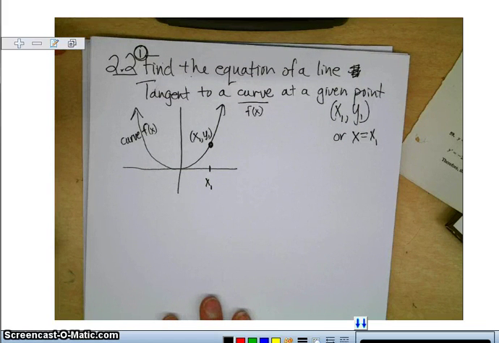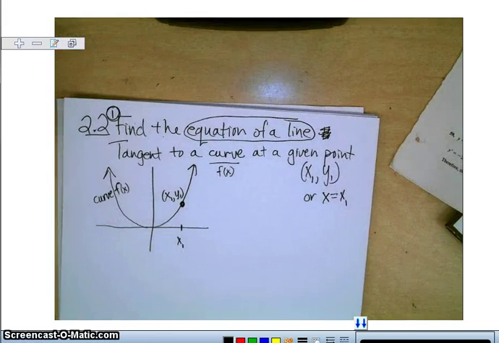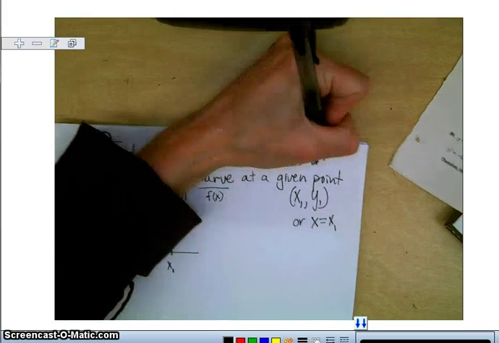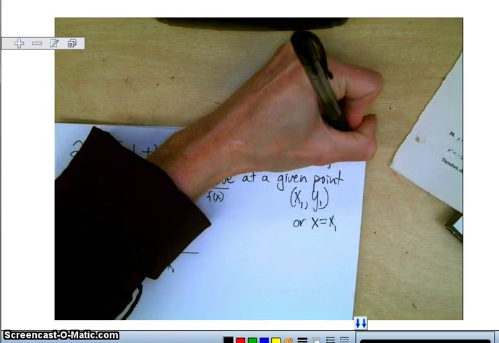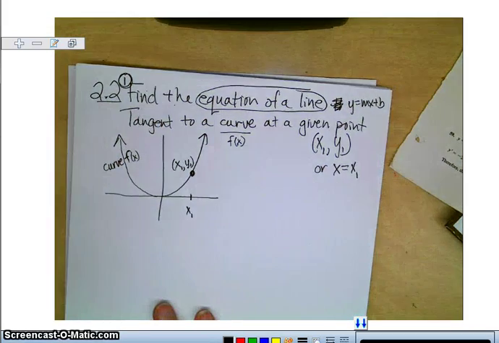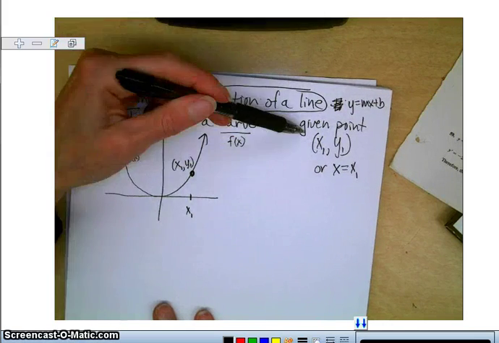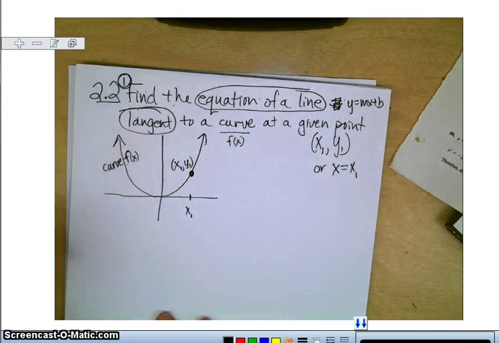So we want to write the equation of a line, okay? Of a line. What's the equation of a line look like? Y equals mx plus b. Very good. So the equation of a line looks like y equals mx plus b. So find an equation y equals mx plus b. Here's our curve, here's our point, but what does tangent mean?